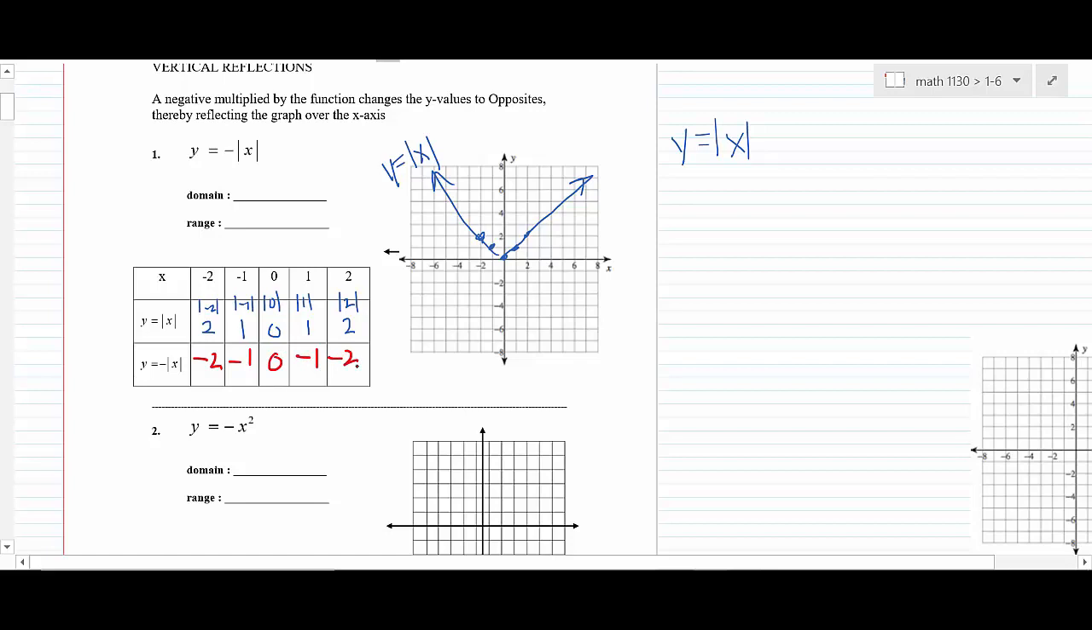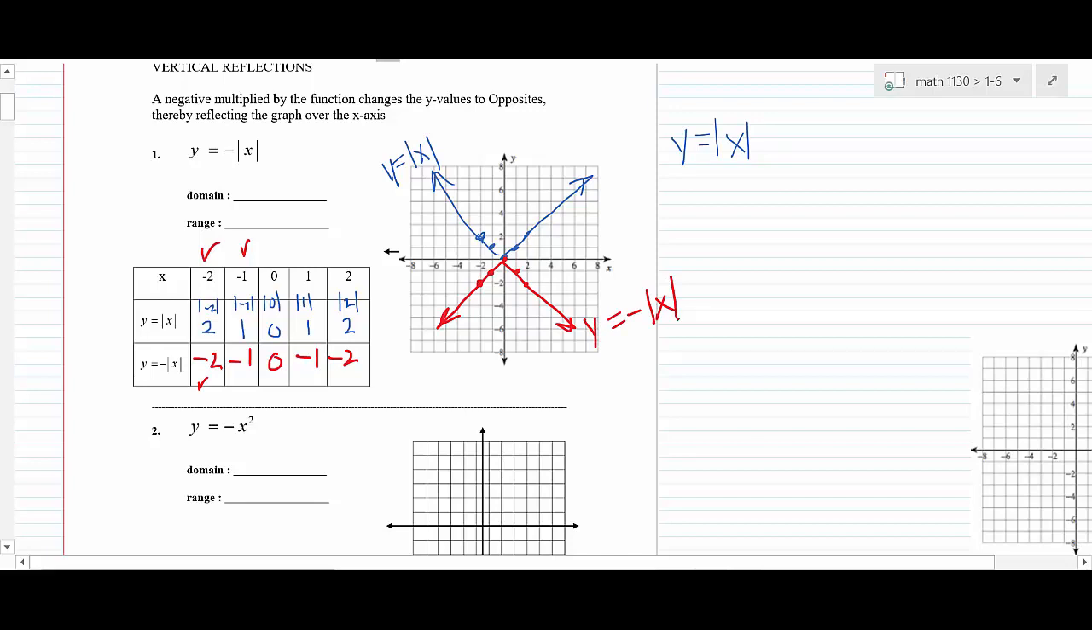Then you want to go ahead and plot those points. So you would have -2, -2. So you'd be going left 2, down 2. -1, -1 would be like this, and so forth. Okay, so just get all those points plotted out, and then connect the dots, and then let's label that as the graph of y equals negative absolute value of x.